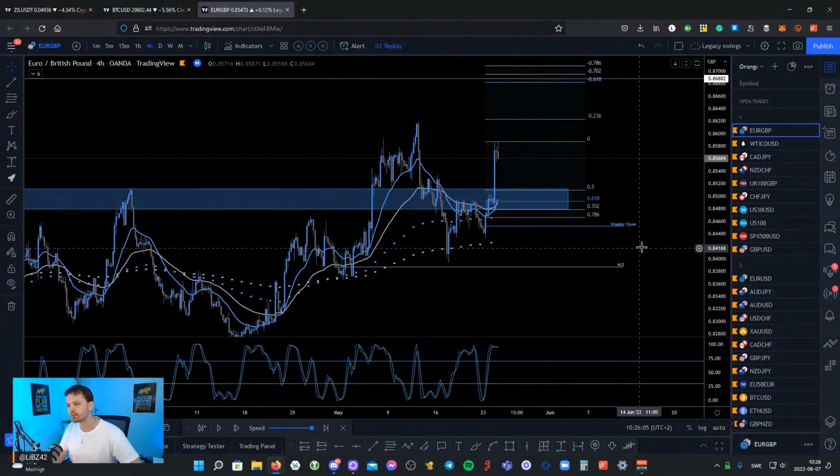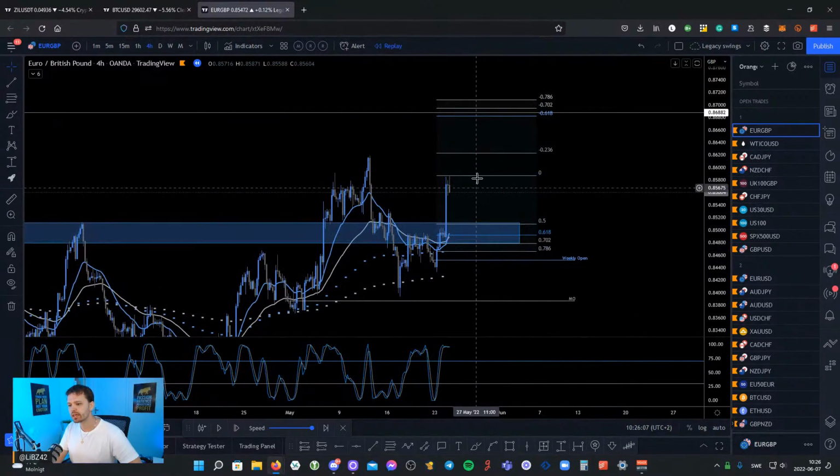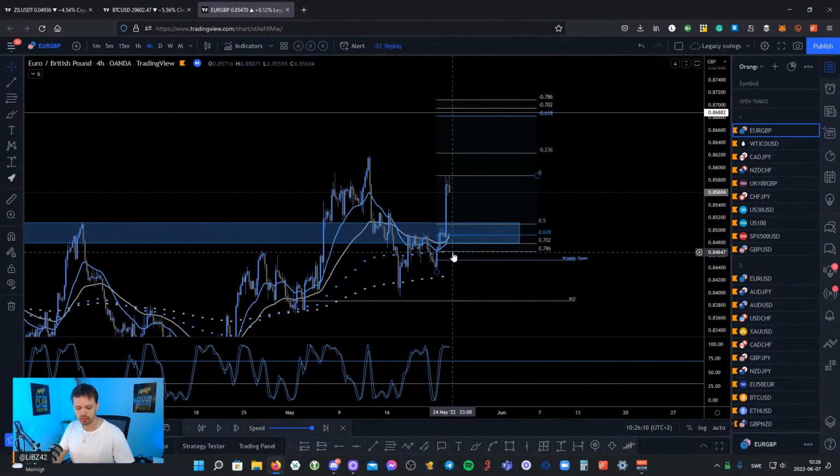Now what I'm thinking is, what I've done here is I put the fibs from the low to the high of that breakout move, and we see the 50 and the 0.618 in perfect confluence with the breakout area.